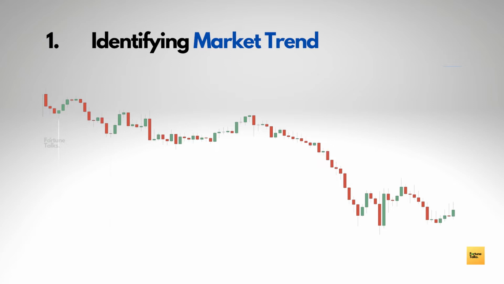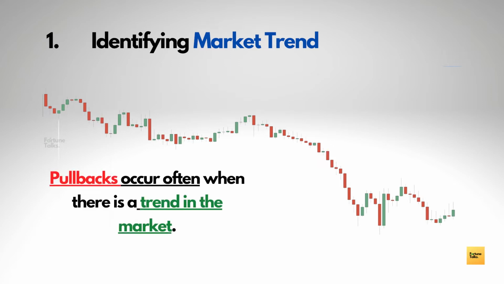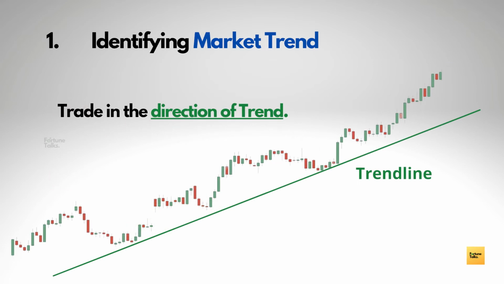Now, the first and foremost thing that you have to figure out while you trade pullbacks is to find the existing market trend. You must have a trend in the market, because most often you will encounter a pullback opportunity when there is a trend in the market.